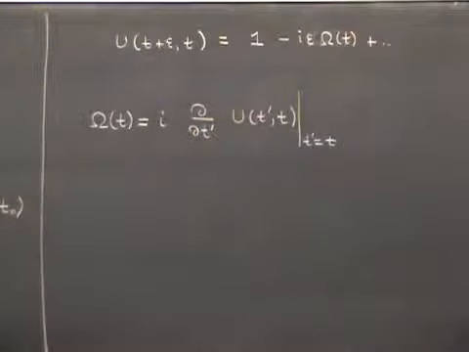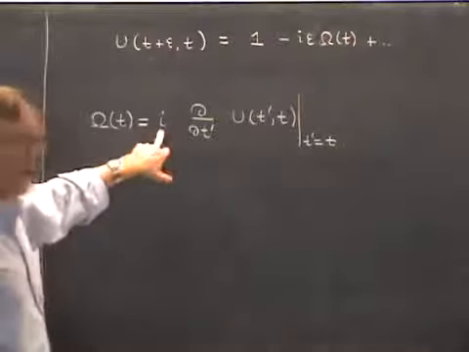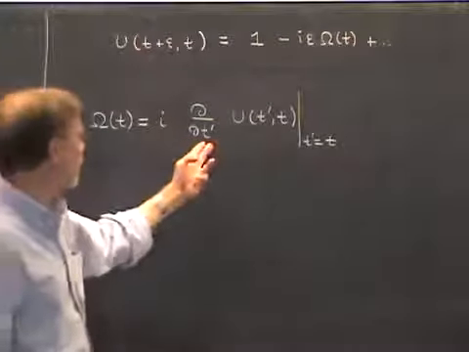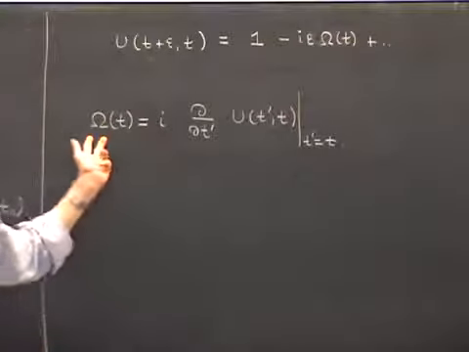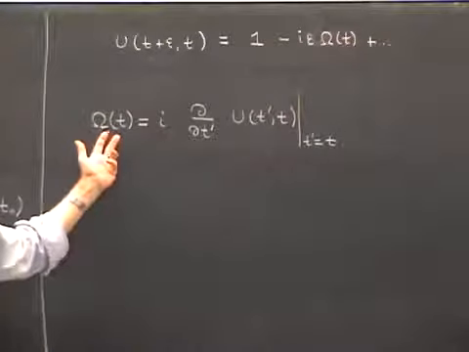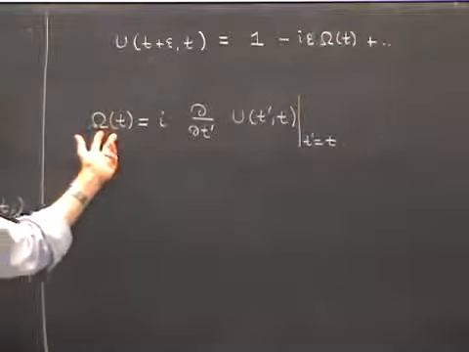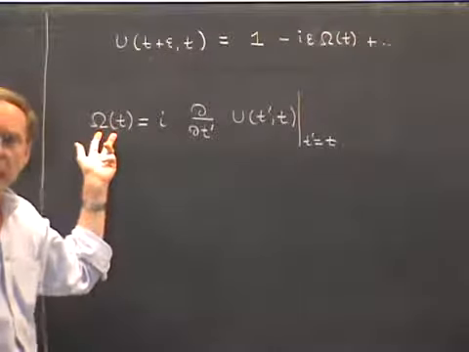Now you'll notice I factored off a factor of i from this first derivative in the definition of Omega. This is just done for convenience, but the reason for doing it is that it makes Omega a Hermitian operator.